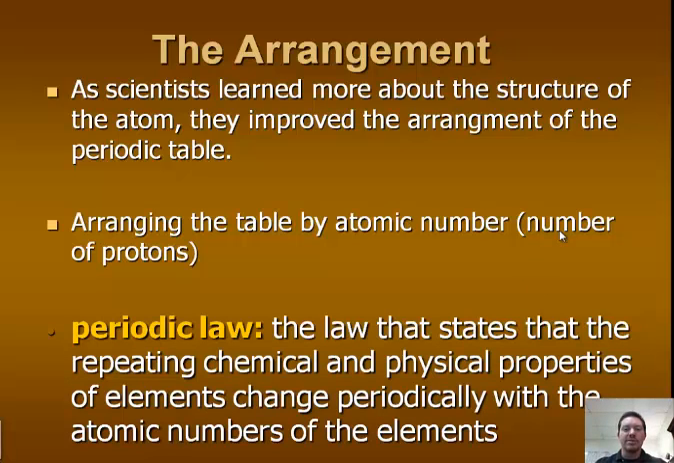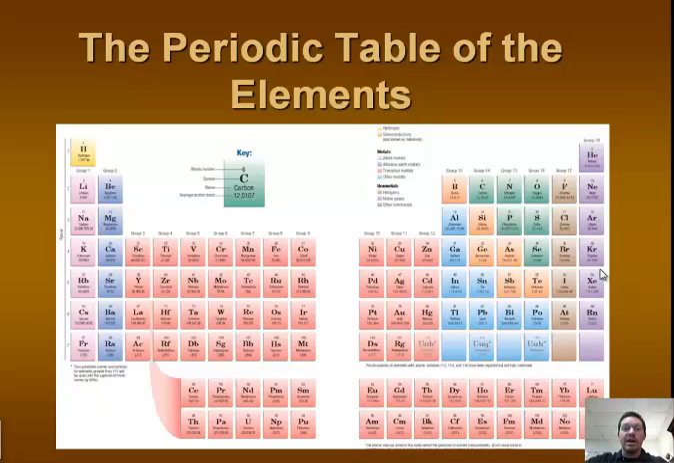So periodic law is defined as the law that states that the repeating chemical and physical properties of elements change periodically with the atomic numbers of the elements. Looking at our periodic table here, the atomic number is shown above the element symbol. If we read it as if it were a book, we start at the top left and go left to right, so you can see that hydrogen has a 1, helium's 2, then lithium 3, beryllium 4, and then so on, 5, 6, 7, 8, 9, 10, and it continues on like that.